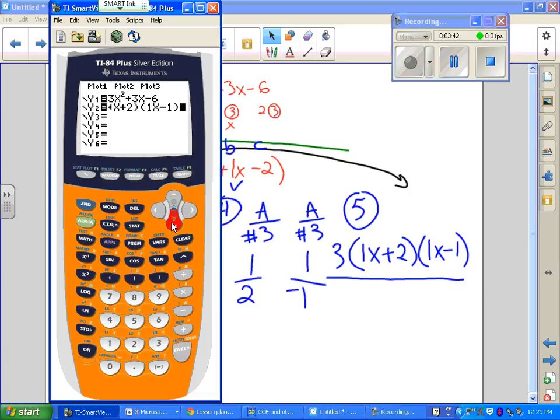I put them both in the calculator, 3x squared plus 3x minus 6, and 3 parentheses 1x plus 2 parentheses 1x minus 1. And it'll show me if it's correct by looking at the graph. There's my one graph, and there is only one graph. That means my answer is correct. Remember, 2 equations, 1 quadratic would mean they're equal to each other, and that's the answer.